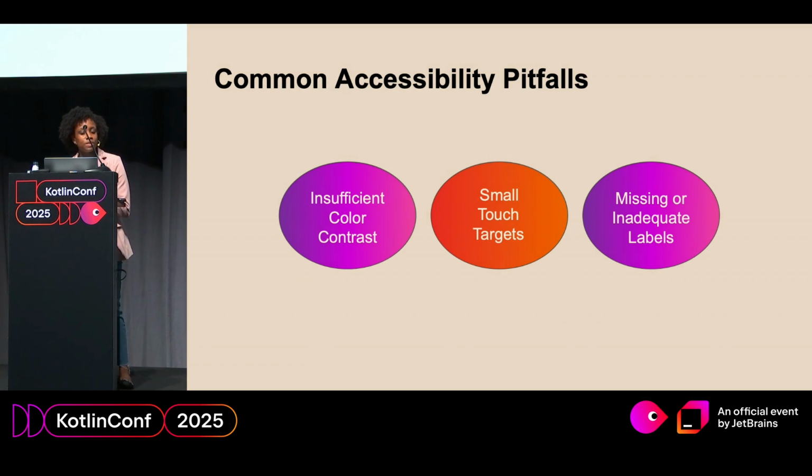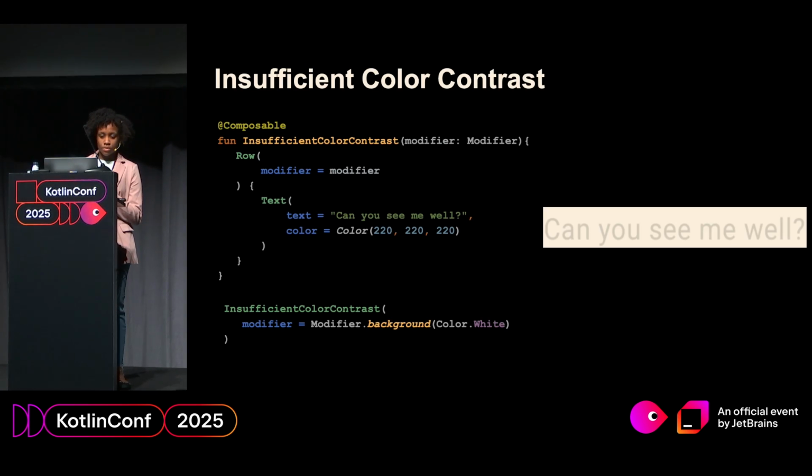So now we're going to go into common accessibility pitfalls. We're going to be looking at insufficient color contrast, small touch targets, and missing or inadequate labels. So, does anyone have trouble? I guess it looks a little bit better up on the screen, but does anyone have any trouble seeing what is said on the little white strip? Okay, a few people. So, the idea was to have it very hard to see.